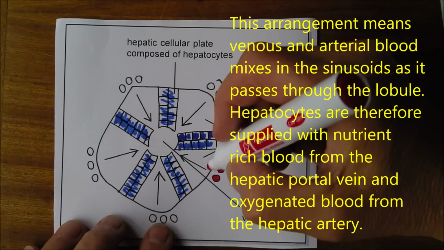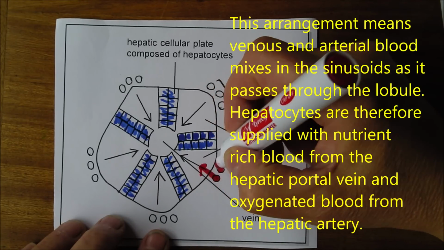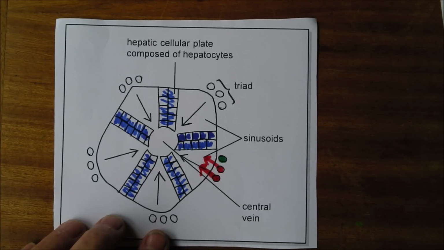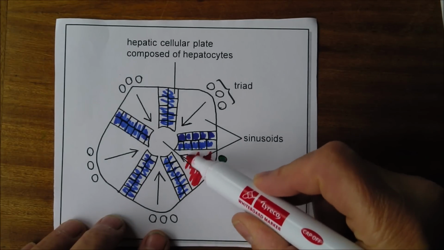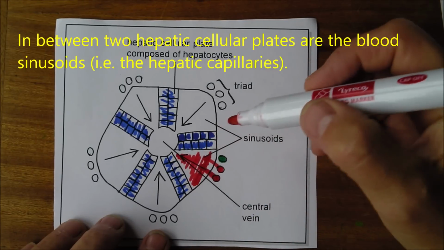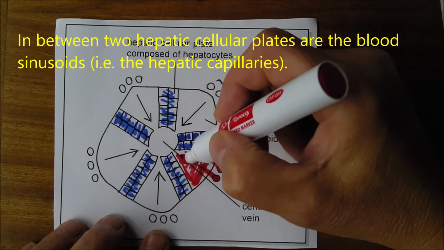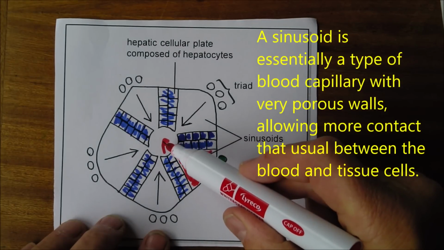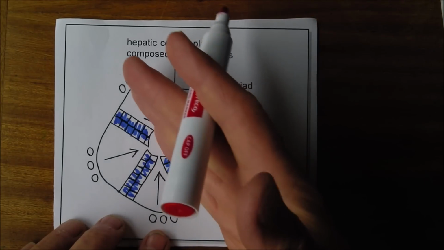Now just focusing on the blood vessels at the moment, the blood from the hepatic portal vein and the hepatic artery are going to go into this area here, and this is the area of the sinusoid, the liver sinusoid. The blood's going to pass down through the sinusoid into the central vein, where it will drain. So the blood is flowing from the outside inwards.